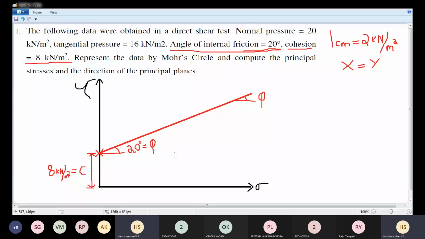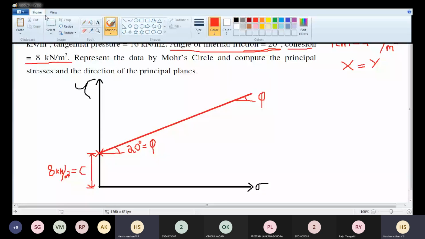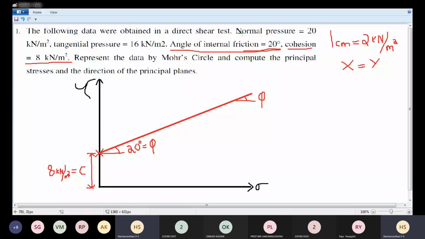Okay, did you understand up to this point? Very simple. You have to mark on the y-axis 8 kilonewton per meter square. And from that point, you have to draw a line at an angle of 20 degrees with respect to the horizontal or x-axis. So this is my strength envelope or Mohr envelope. Next, I have to plot the normal pressure and tangential pressure, that is shear stress, on the graph.